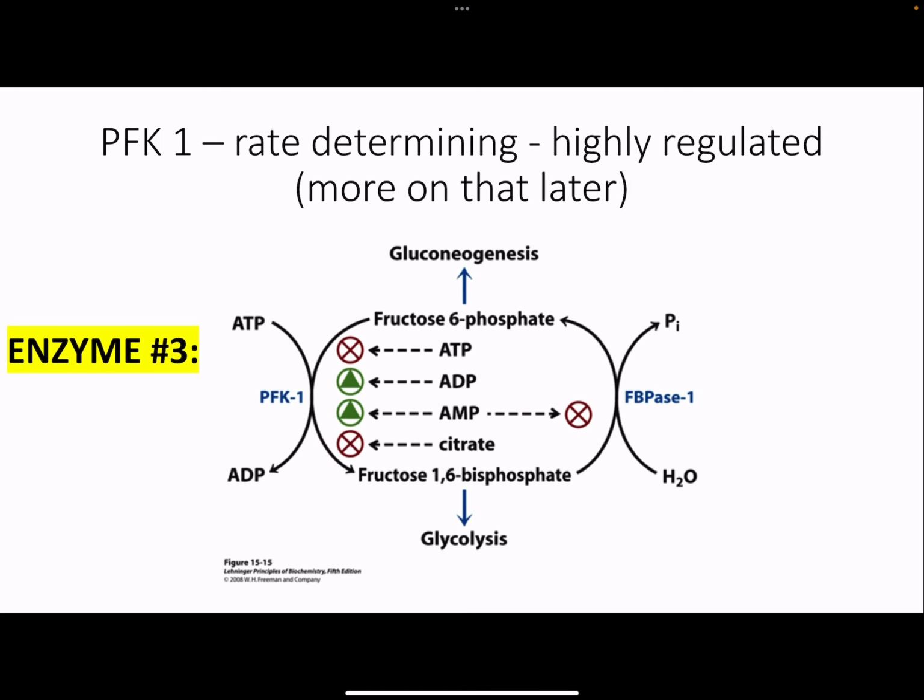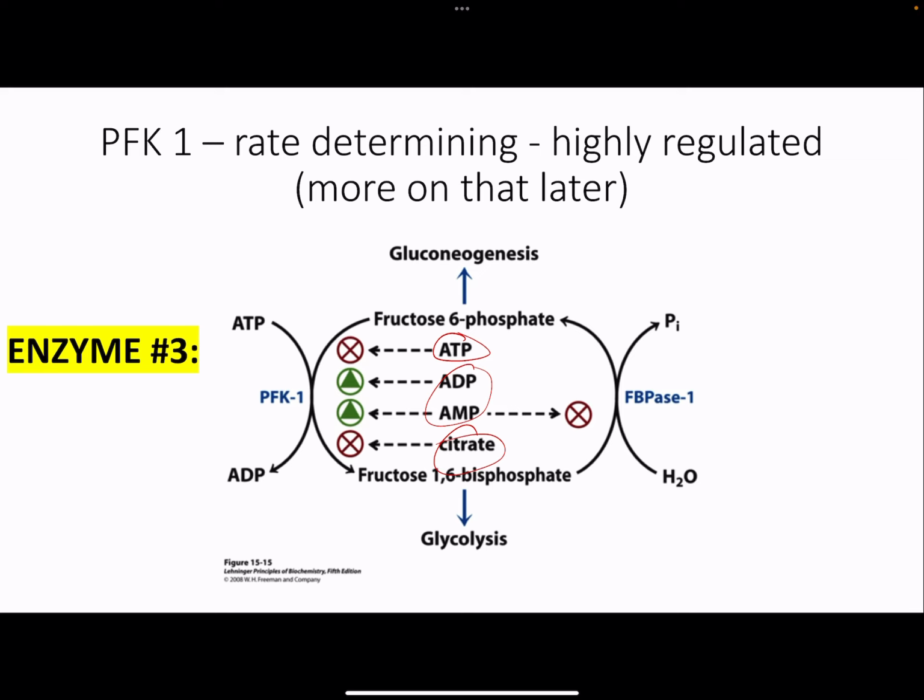PFK1 is probably the most highly regulated enzyme of glycolysis. Note a lot of these things are really just going to be negative feedback. The whole point of this is to make ATP. So if I have a lot of ATP, that is going to negatively feedback. Citrate is something we see in the Krebs cycle. If I'm making a lot of citrate, then that's also going to negatively feedback. And if I have low ATP and high ADP and AMP, well, this is going to be indicative of a low energy state, so this is actually going to be positively regulating this enzyme.